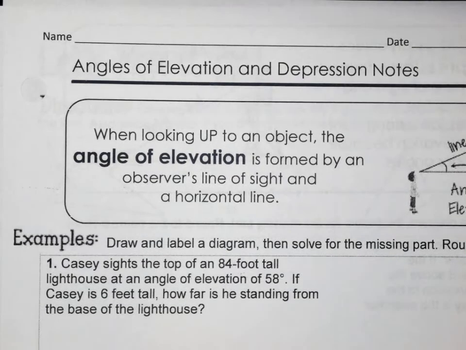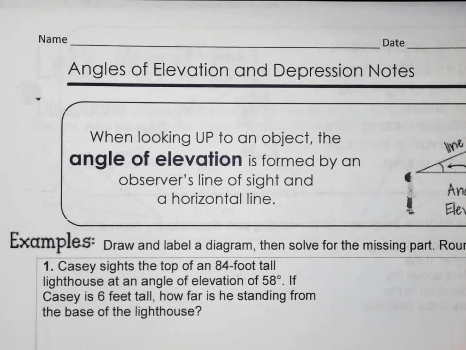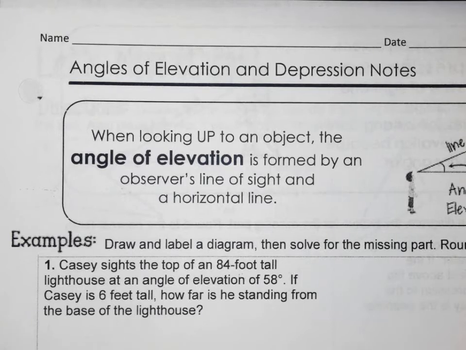Alright, angles of elevation and depression notes. So when looking up at an object, the angle of elevation is formed by the observer's line of sight and a horizontal line.